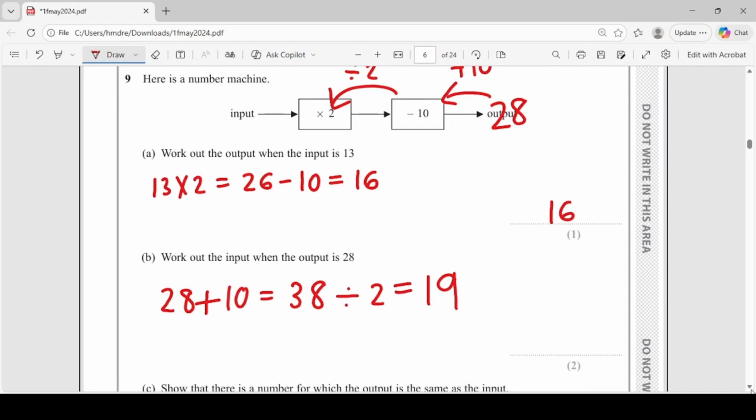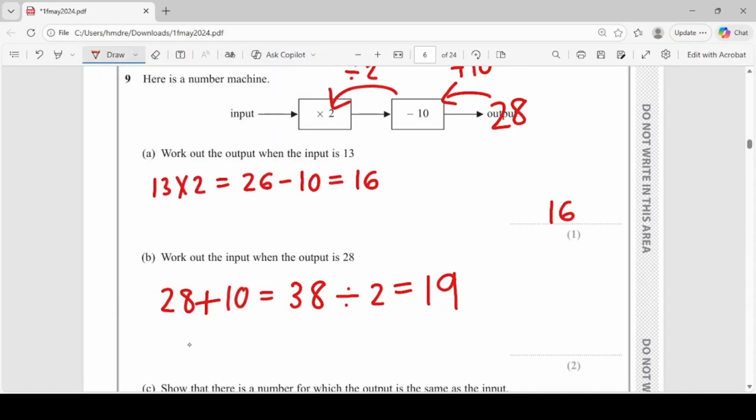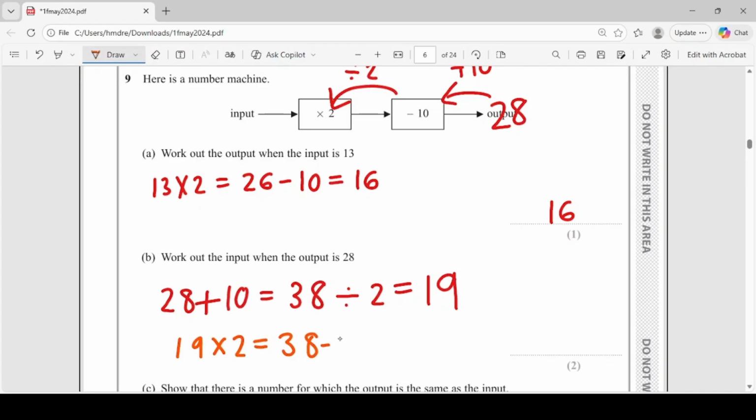You can always, on that one, go back and check yourself. So you can check if you do it the right way around, does it work out? So 19 times 2 is 38. Take away 10 is 28. So you can see you do get the right output with that.